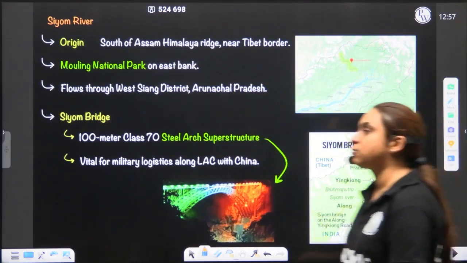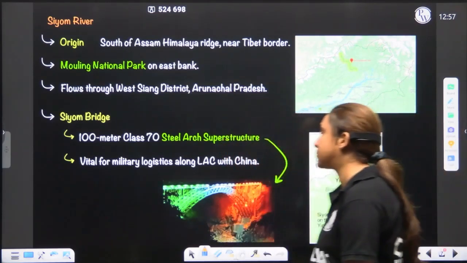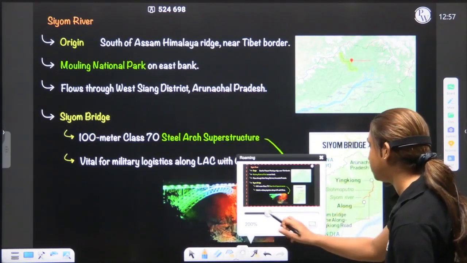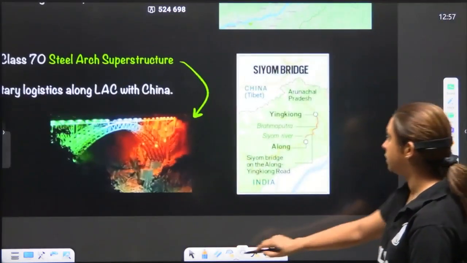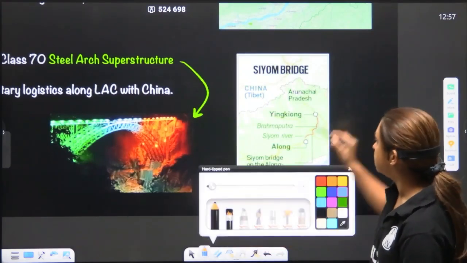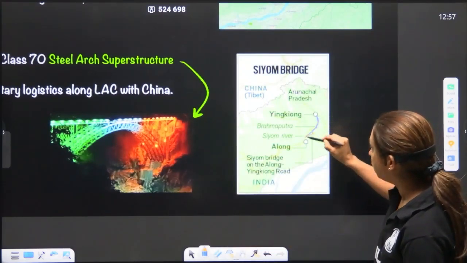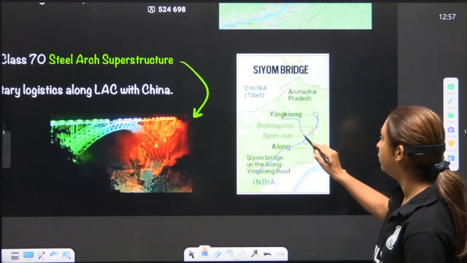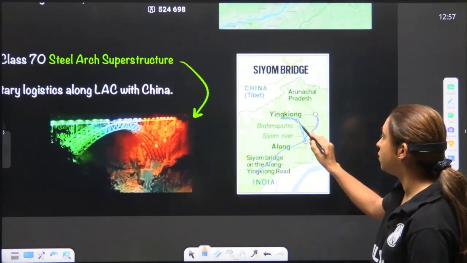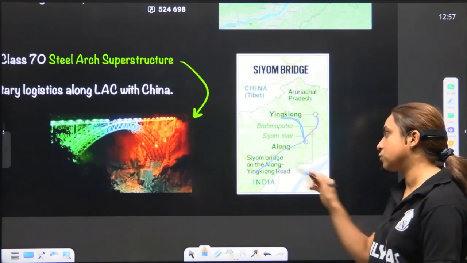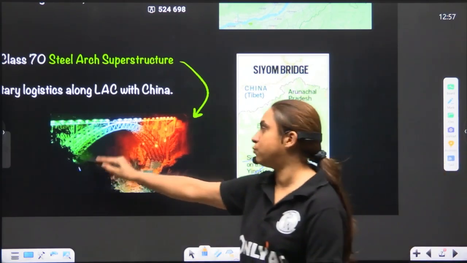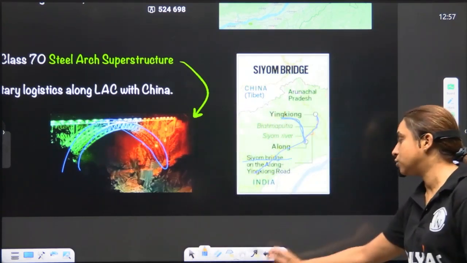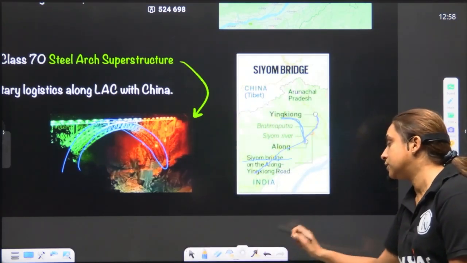Now, the next one is the Siyom River. The Siyom River is important. You will see this along Arunachal Pradesh. This is the Brahmaputra river flowing through Arunachal Pradesh. Here you will see the Siyom river is also there. Along it, there's also the Siyom bridge that you can see. This is a beautifully constructed steel superstructure bridge that you have. This is the Siyom bridge.